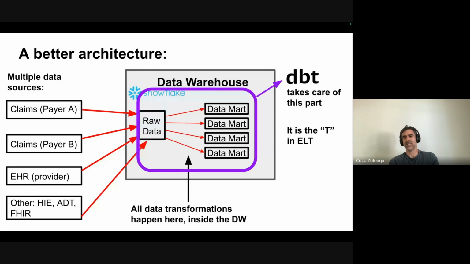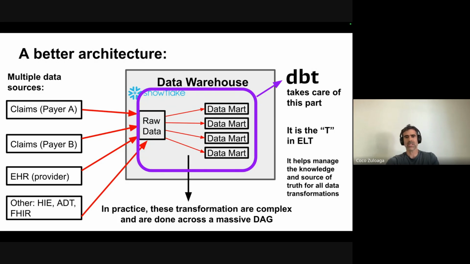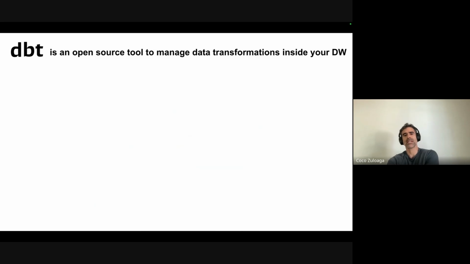It is basically the T in ELT. T in ELT stands for transformation. dbt is the tool that helps you transform data. And it helps manage the knowledge and the source of truth for all these data transformations in a single place. So I'm going to take a minute to explain something about the dbt philosophy. I want to point out that in practice, these transformations are complex and are often happening across massive DAGs of transformations. So dbt, like I said, is this open source tool that is used to manage data transformations inside of a data warehouse.